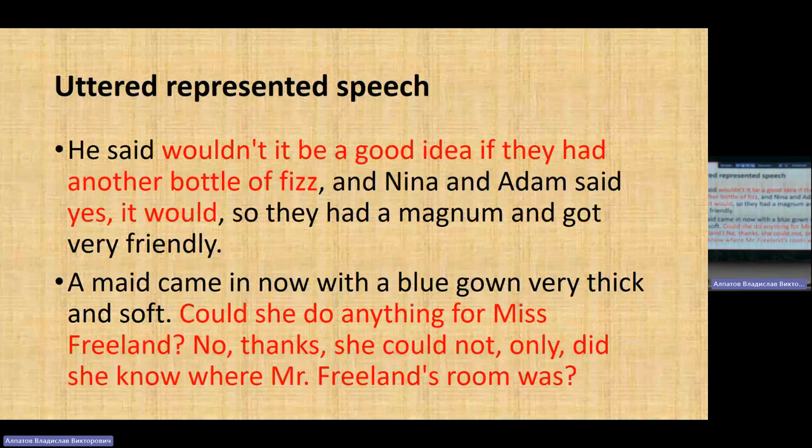A maid came in now with a blue gown, very thick and soft. Could she do anything for Miss Freeland? No, thanks, she could not. Only, did she know where Mr. Freeland's room was? So these are the phrases that the maid and Miss Freeland say to each other. Right, they're not marked with quotation marks, but you understand this is something they said to each other.